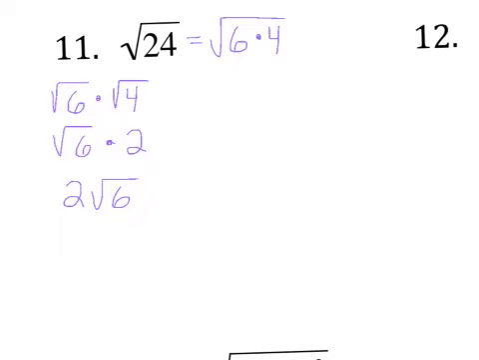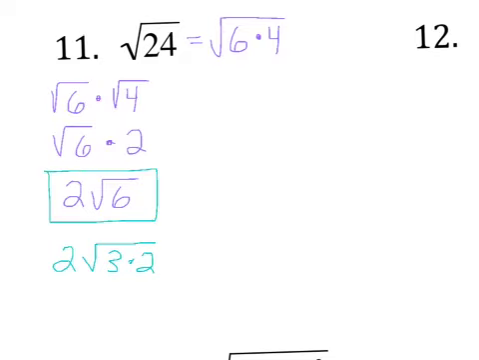Now you might say to yourself, well, 6 is the same as 3 times 2, but you can't take the square root of 3, and you can't take the square root of 2 easily, so we just leave our final answer as 2 square root 6. There are no perfect squares left inside the radical, so 2 root 6 is the most simplified form of the square root of 24.